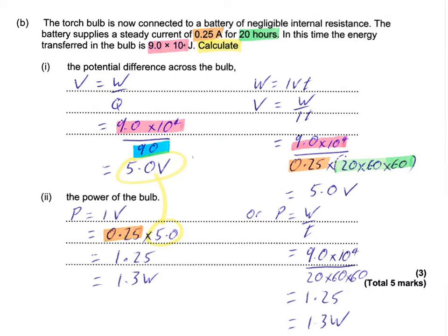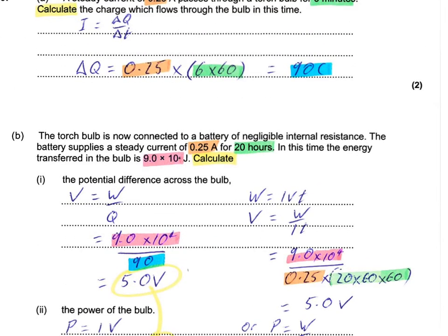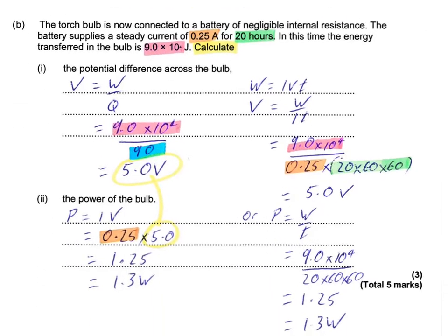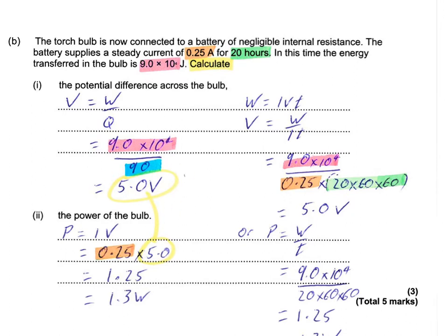One way we can go is to use the potential difference equation. V is W upon Q. We've got W, 9 times 10 to the 4 joules. We've got Q, 90 coulombs, the previous answer. Both of those are there. That then straightforwardly gives me the 5 volts.